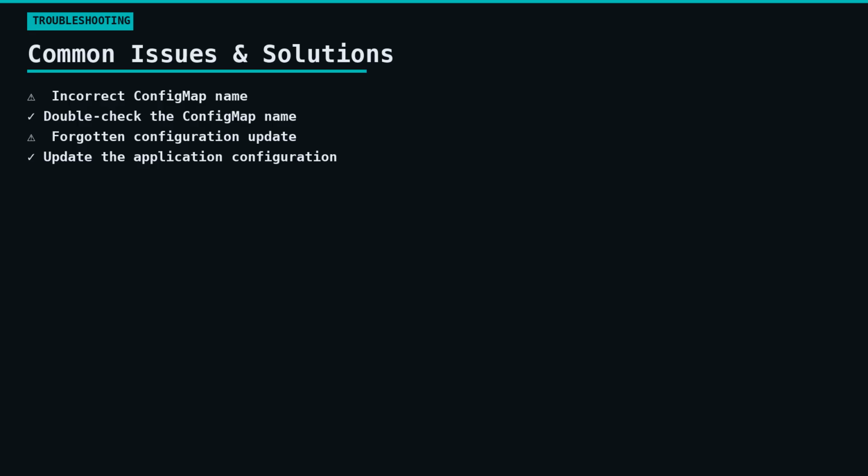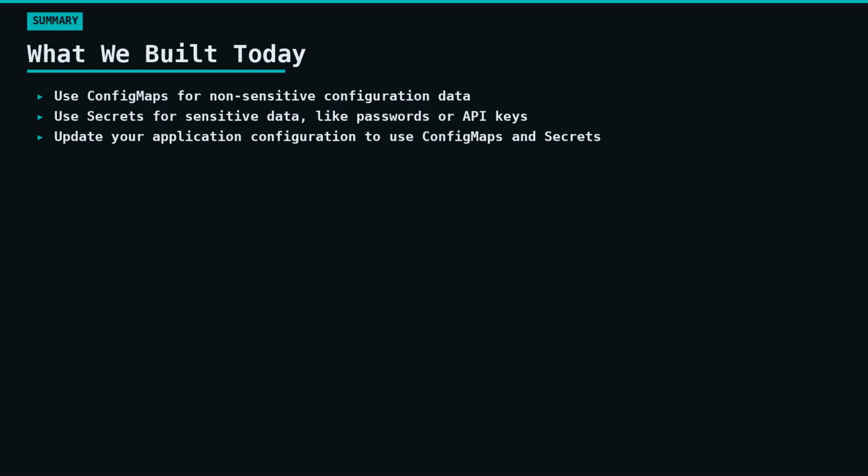In summary, we learned how to use config maps and secrets to manage our application's configuration data and sensitive data. We created a config map and a secret, updated our application's configuration, and deployed it to the Kubernetes cluster. We also troubleshot common issues and verified that our application is working correctly. With this knowledge, you can now manage your application's configuration and sensitive data in a scalable and secure way.